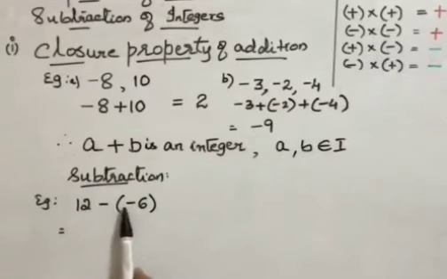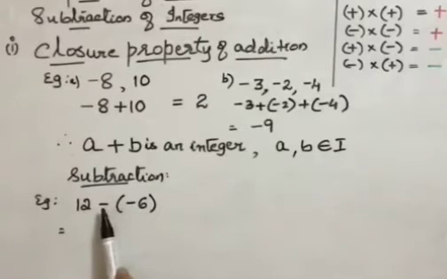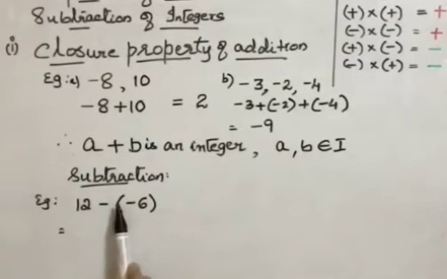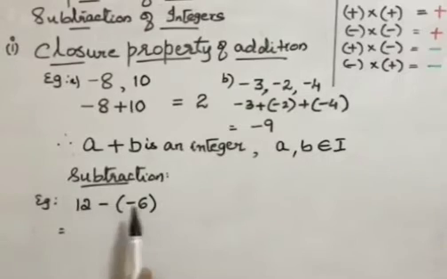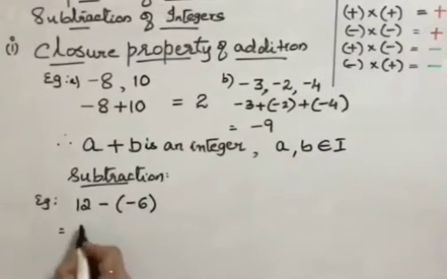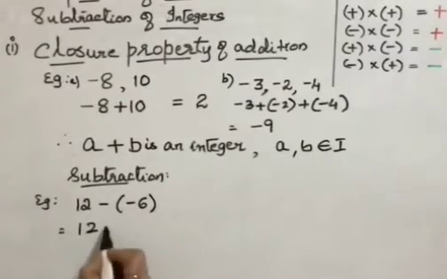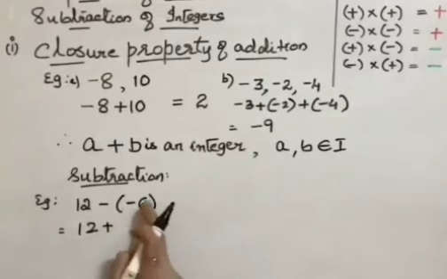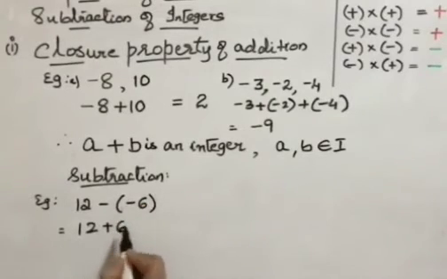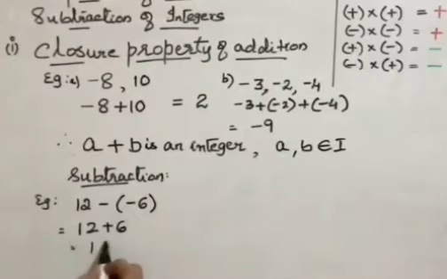You have two integers, two signs next to each other. Minus into minus. Minus of minus. You are subtracting a negative integer. What happens? According to the rule, you have to add the additive inverse of this integer. The answer is 18.